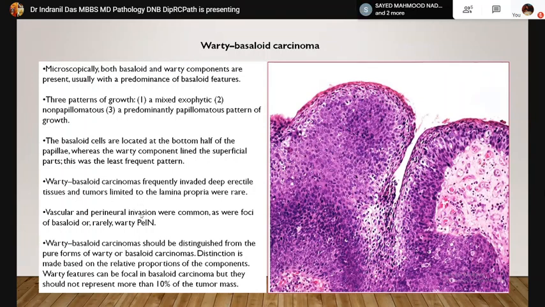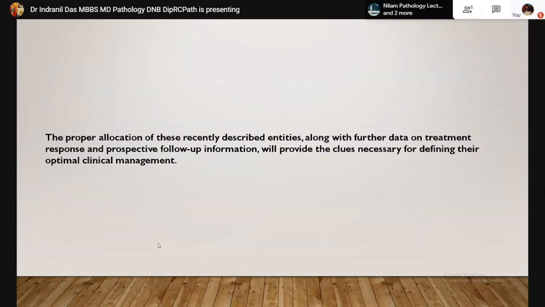Vascular and perineural invasion are common, and some foci of basaloid or warty penile intraepithelial neoplasia may be found. The warty-basaloid carcinoma should be distinguished from pure forms of warty or basaloid carcinomas. So, the proper allocation of these recently described entities, along with further data on treatment response and prospective follow-up information, will provide clues necessary for defining their optimum clinical management.